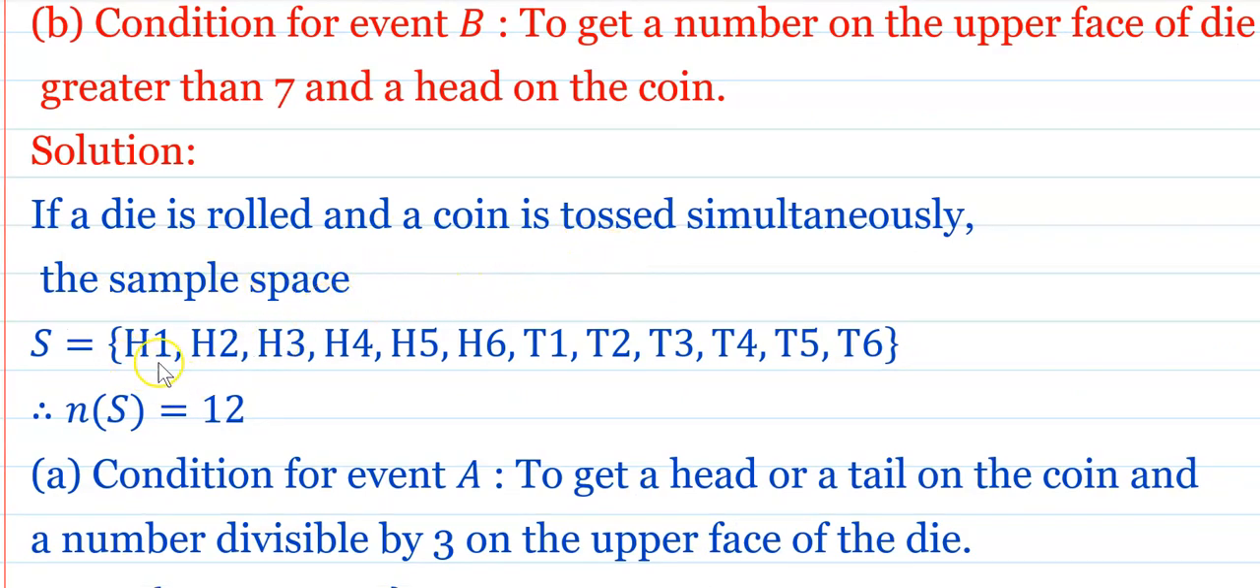Now here, if a die is rolled and a coin is tossed simultaneously, the sample space S is H1, H2, H3, H4, H5, H6. Now for tails, T1, T2, T3, T4, T5, T6. N of S is 12.